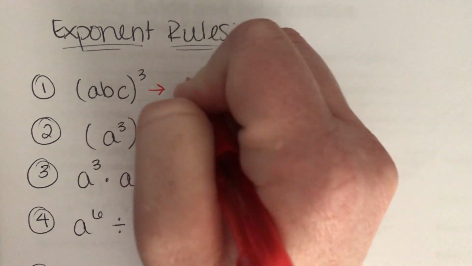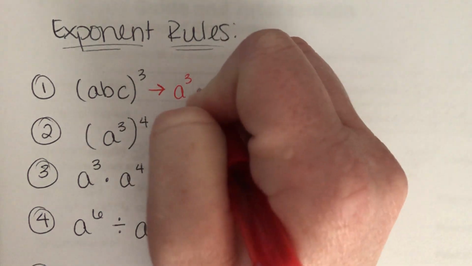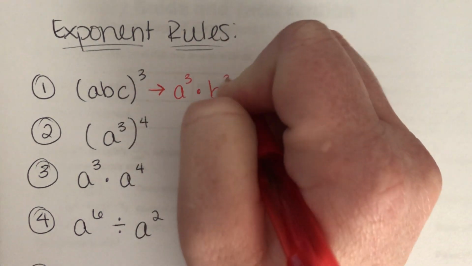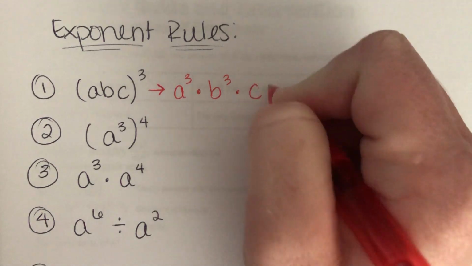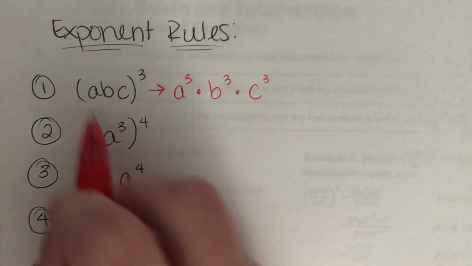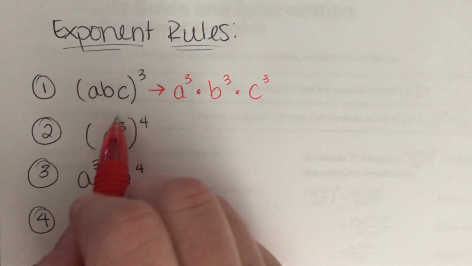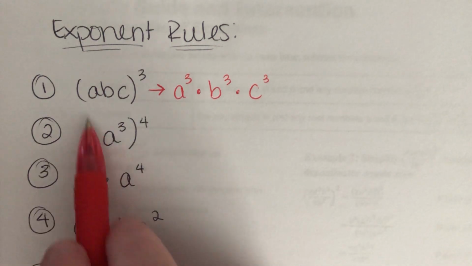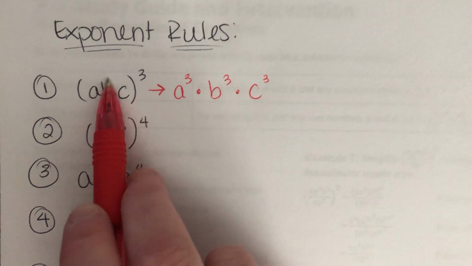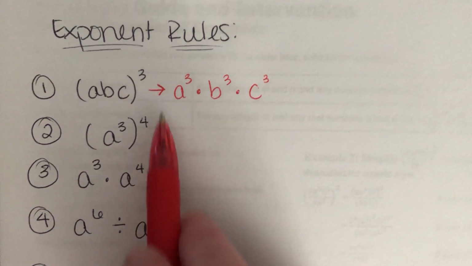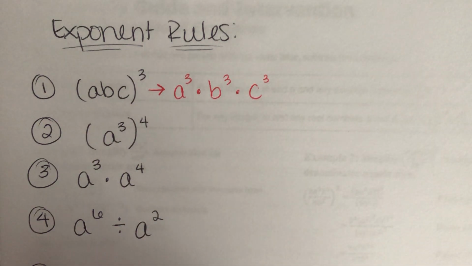So this is like saying a to the third times b to the third times c to the third, right? A, B, and C are all being multiplied here. That entire product is being raised to the third power. So then I can just distribute that 3 to each factor and raise them individually to the third power.